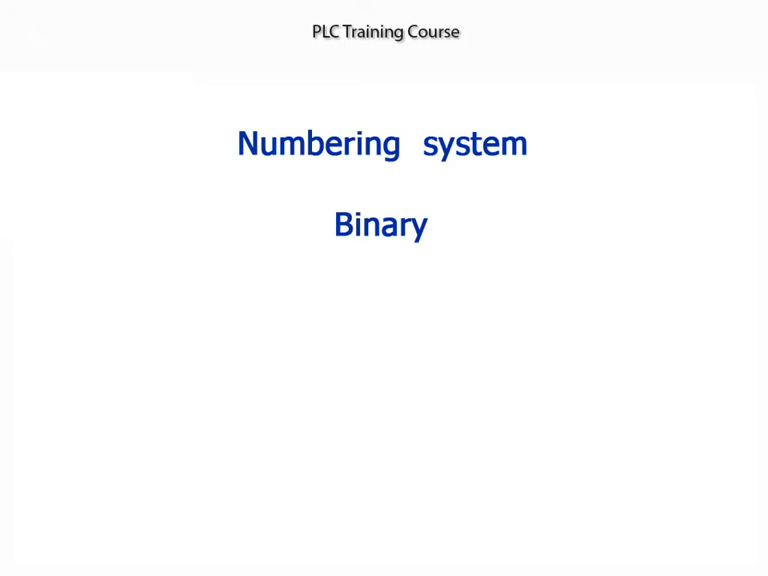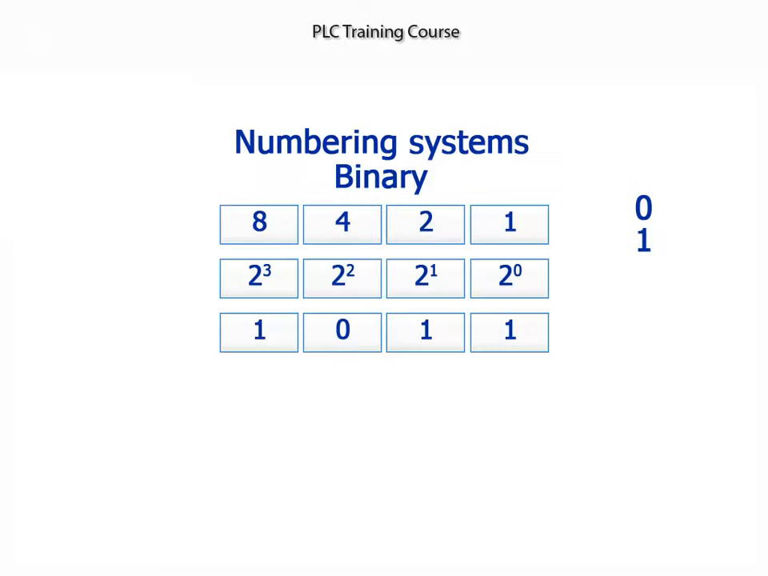Consider a binary system where there are only two values, 0 and 1. The columns to the left have a value that is twice the value of the ones to its right. There's the units column that has a value of 1. There's the twos column that has a value of 2. The fours column that has a value of 4, and so on.